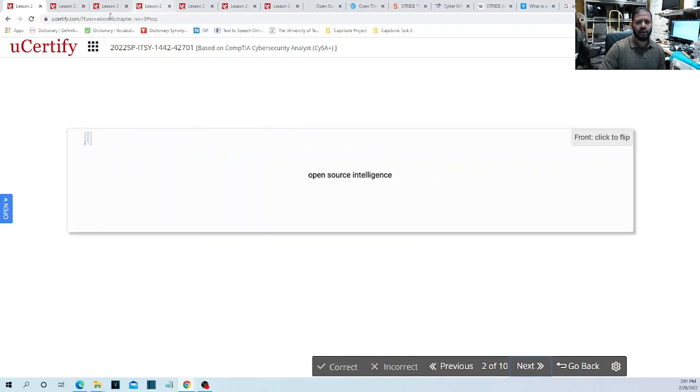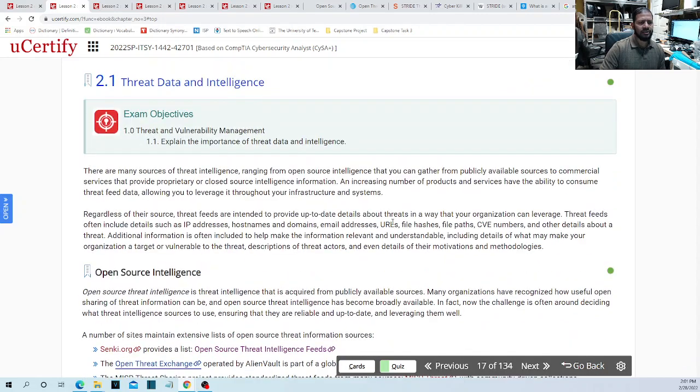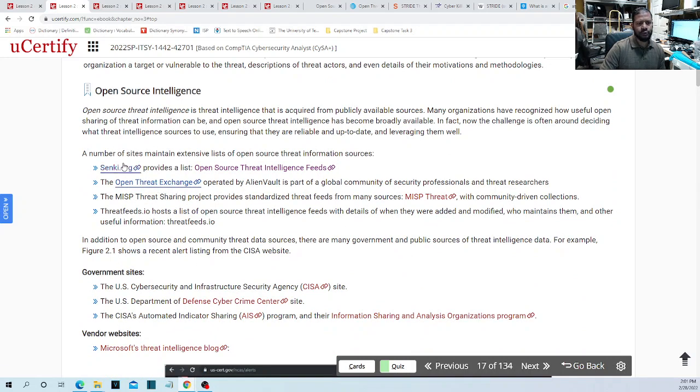Next, let's talk about open source intelligence. I'm in 2.1. How do we find that intelligence? Open source means there are websites on the internet that list all the threats that are out there. It's very useful. Without this knowledge, as analysts or cybersecurity professionals, we could not have enough knowledge to be prepared to defend ourselves against cyber threats. So these sources are very important.